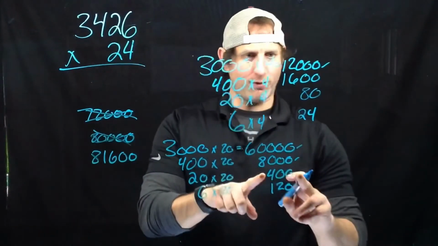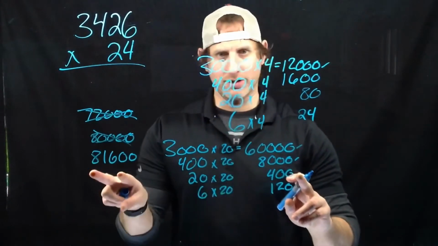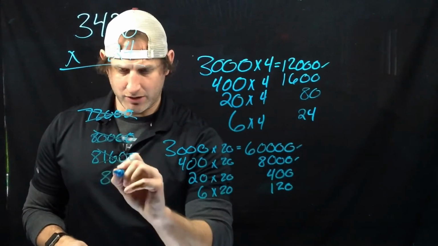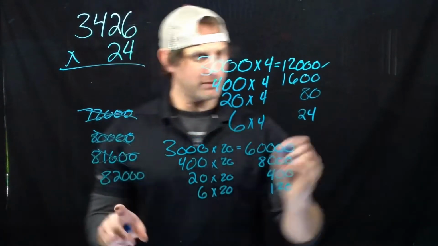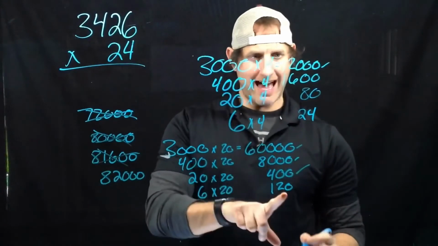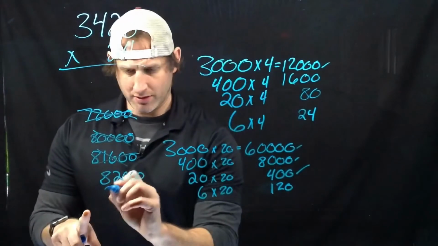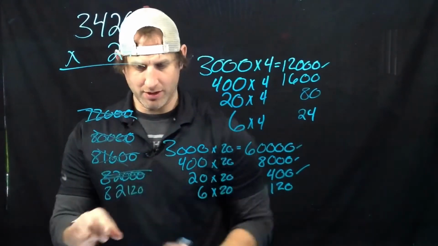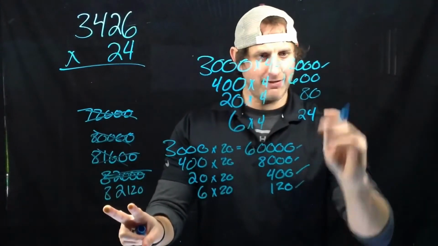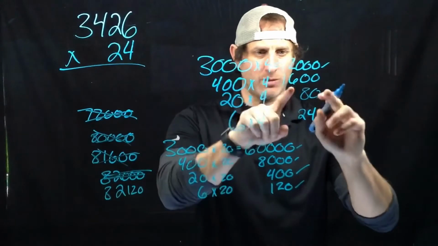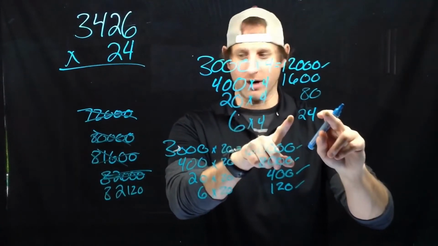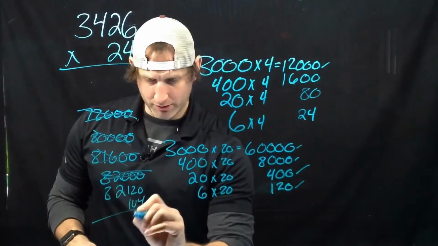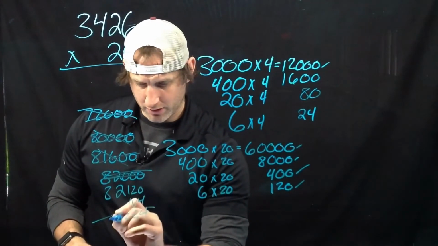Now let's take 400 and add 400 to this. So that's 82,000. Add 120 to it. 82,120. And then what's left is 80 and 24. 80 and 24 is 104. So let's add those there. 82,224.